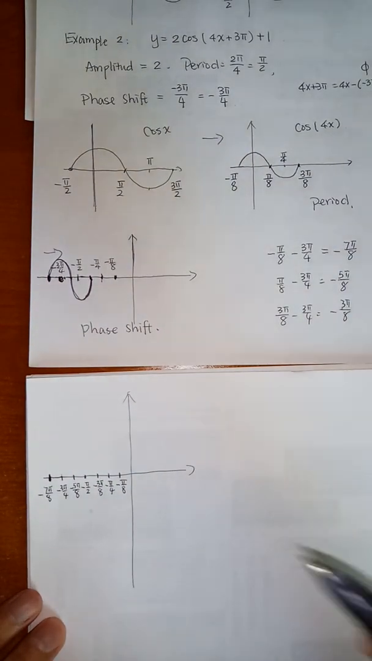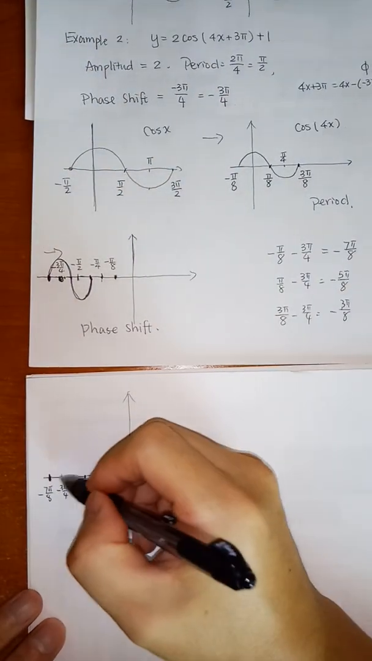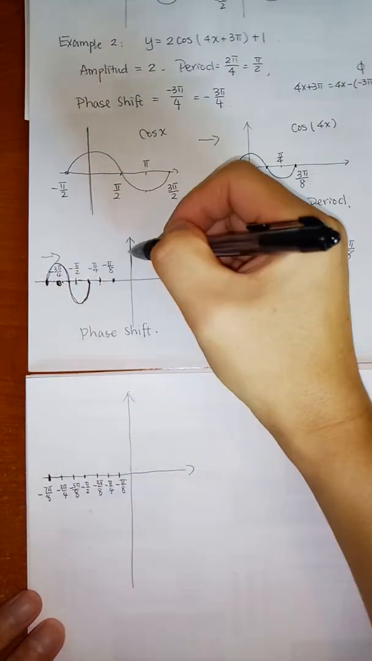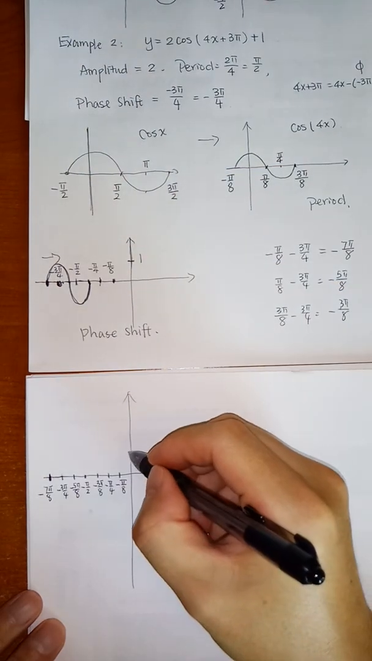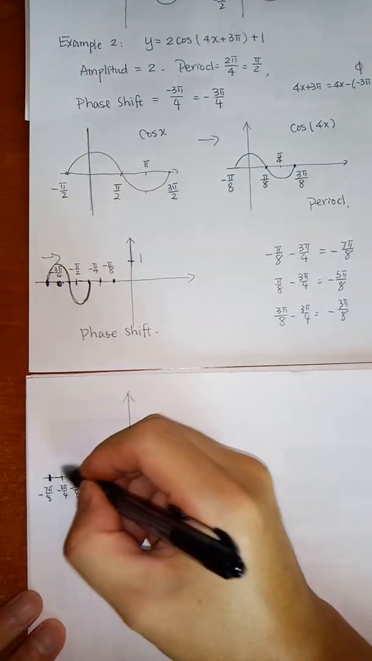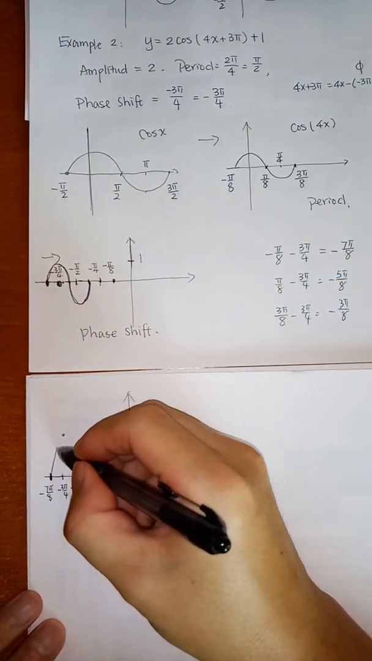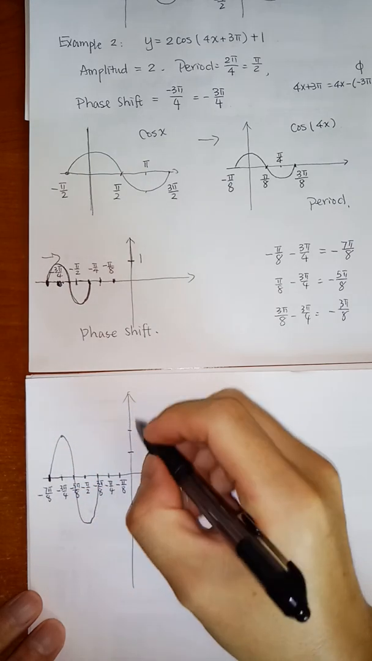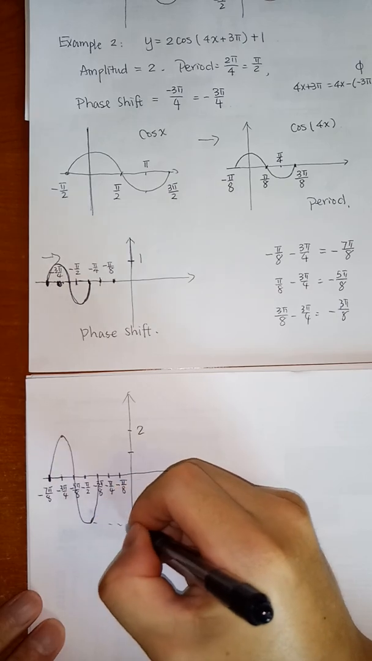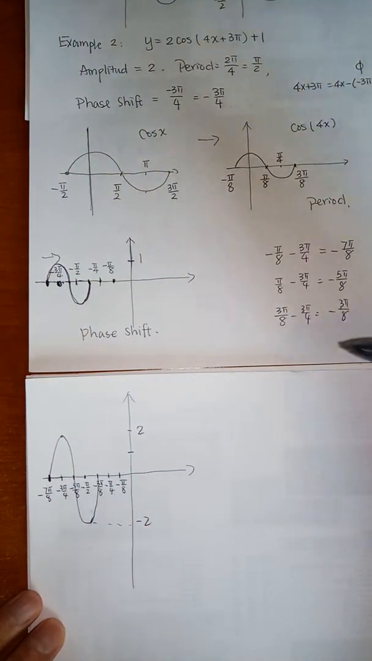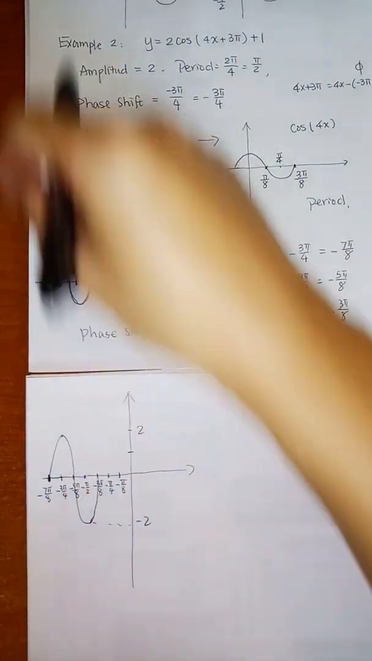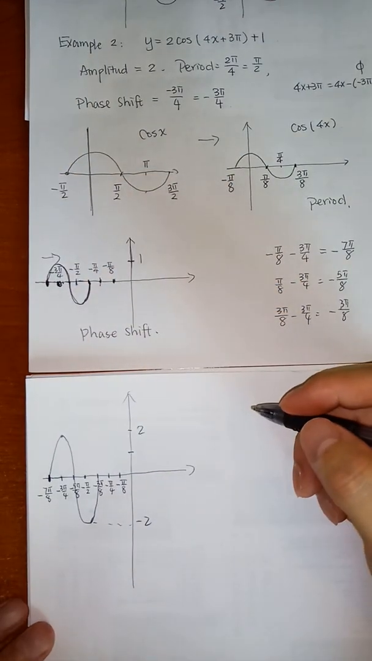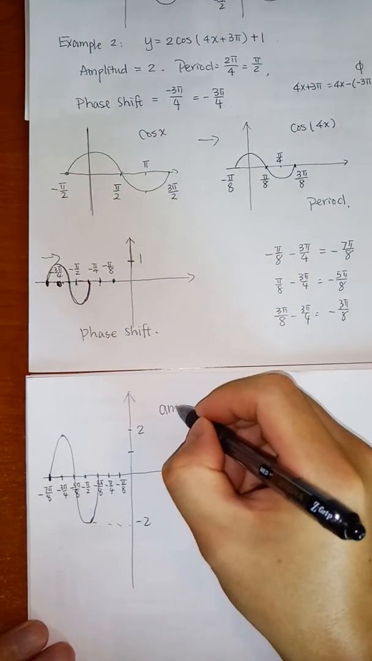Okay, and the amplitude is 2. So originally here is a 1. Here you have a 1, here you have a 2. Just make it bigger. This is 2. Okay, so originally it's 1, and you stretch it along the y direction, you get a 2. So this is the amplitude.